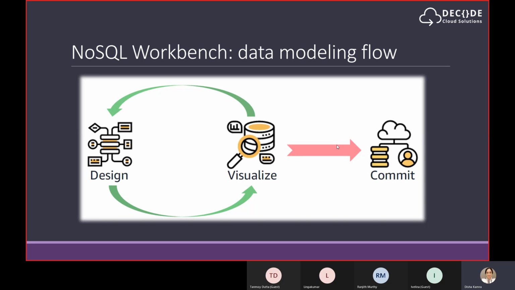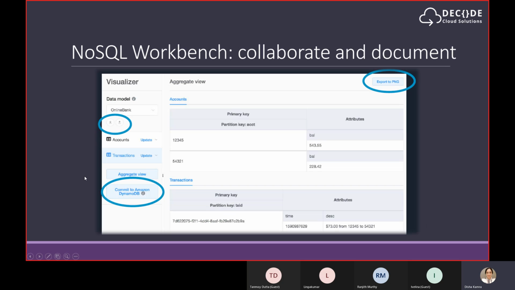So let's talk about some of the less obvious ways that I'm seeing NoSQL Workbench deliver business value. Here we see a screenshot from the visualizer. It's an online bank scenario that I have used to demonstrate DynamoDB transactions. The first thing I want to point out here is the button that allows you to commit an example and indexes into DynamoDB.